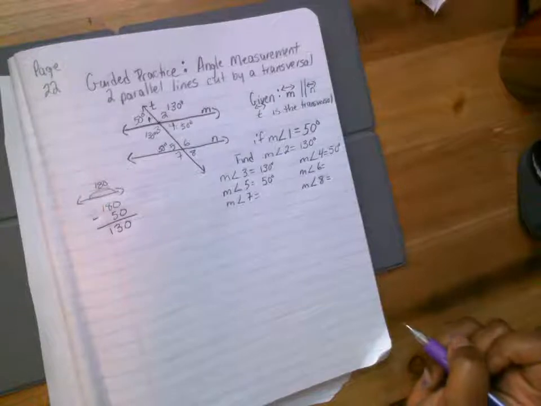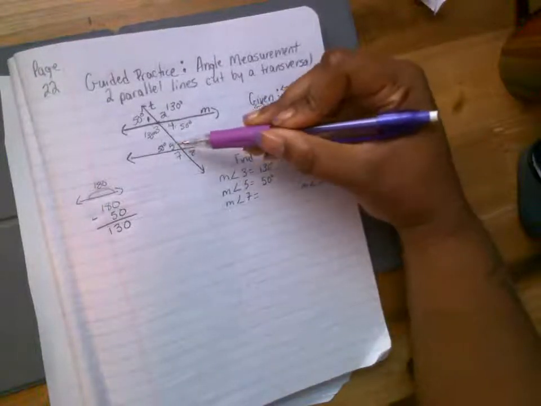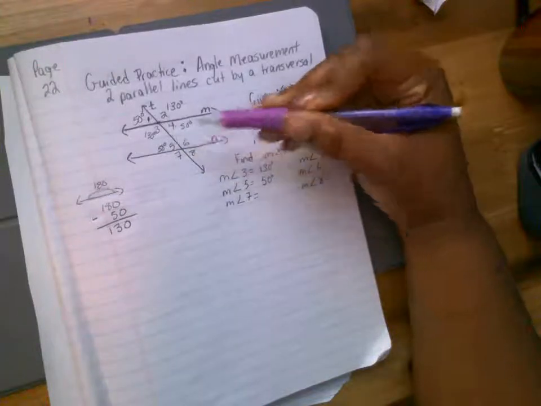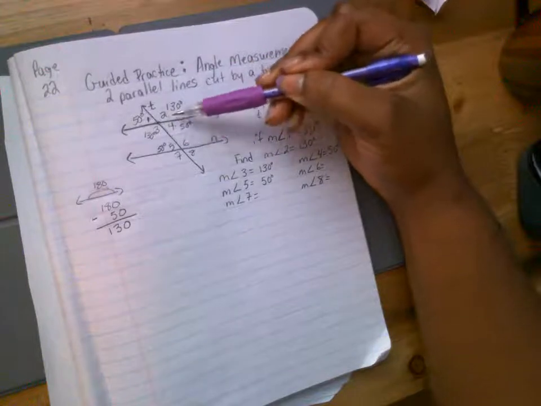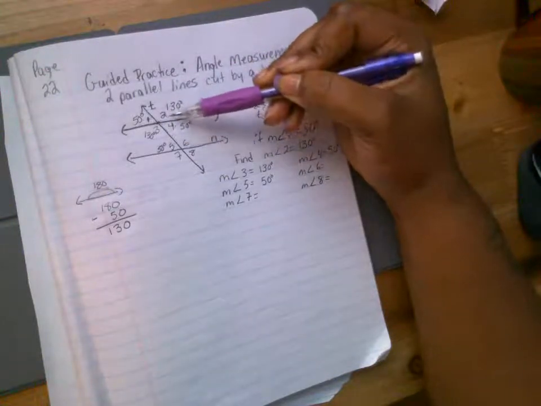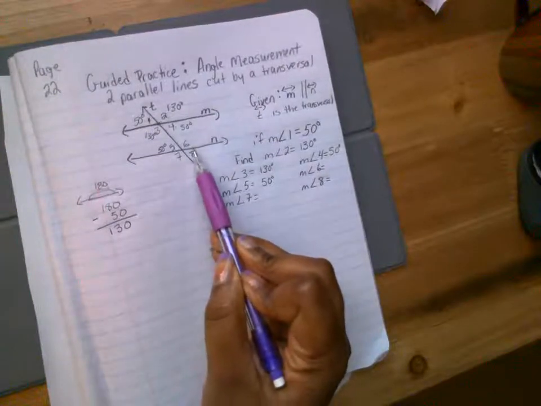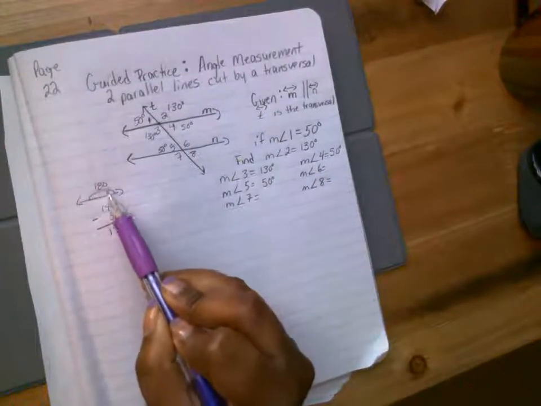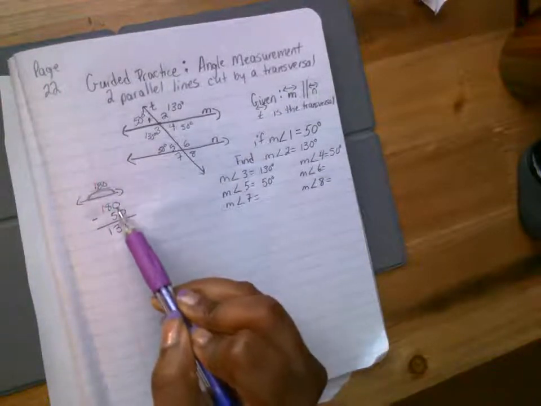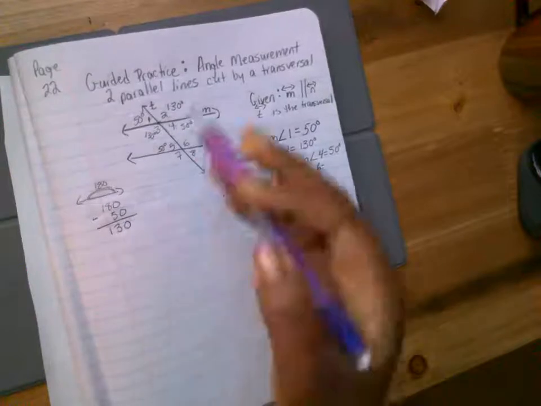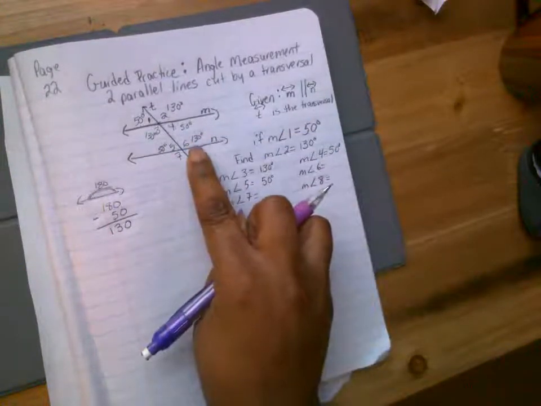Then we can use vertical angles again if we want. These are vertical, 5 and 8. We could use corresponding angles. 2 and 6 correspond with each other. Okay? We could say that because 5 and 6 form this straight line, we can subtract 180 minus 50 and get this 130. Either way we go, we're still going to get 130 degrees here.